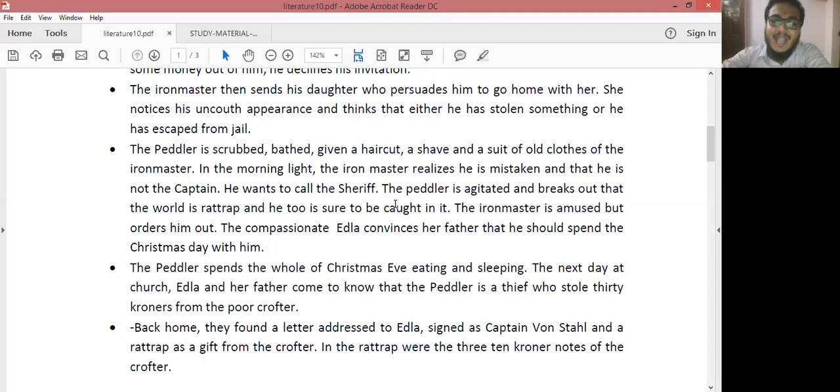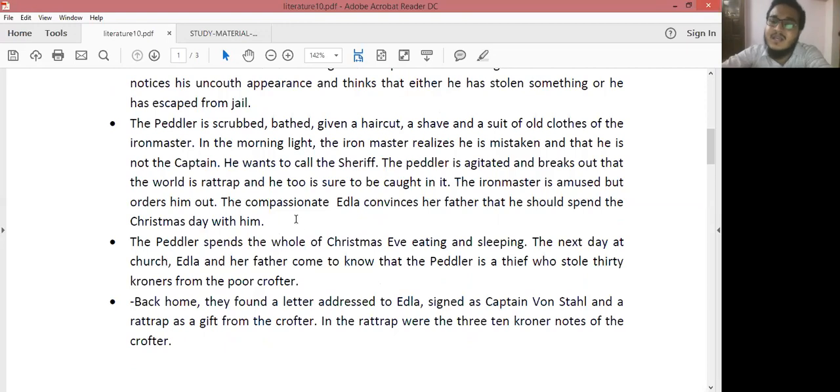The compassionate Edla convinced her father that he should spend Christmas day with him. She is a girl, the important character Edla, as I told you. She is convincing him of the necessity to call this man to the house, and she convinced her father that this man should stay in their house. He spends Christmas day with them.